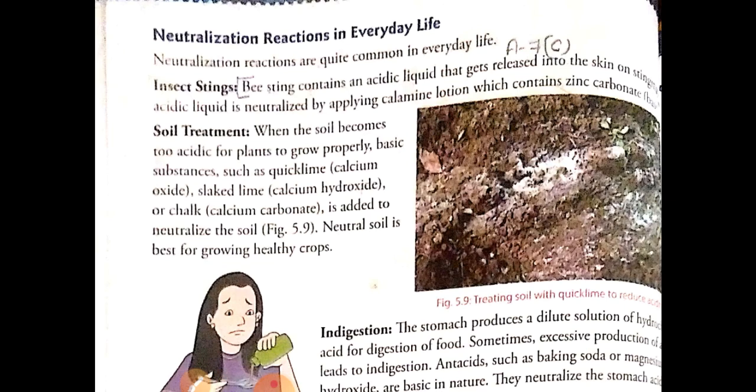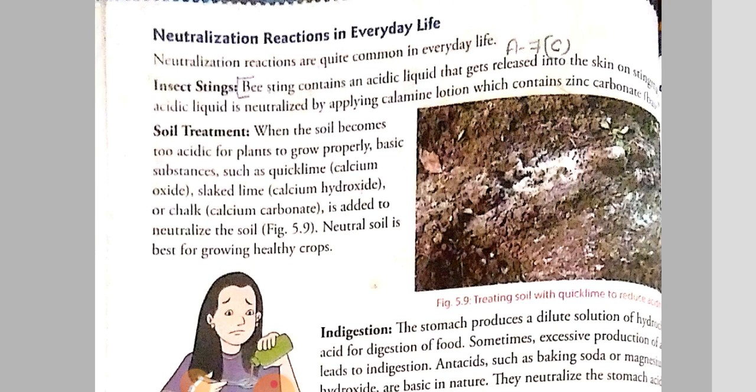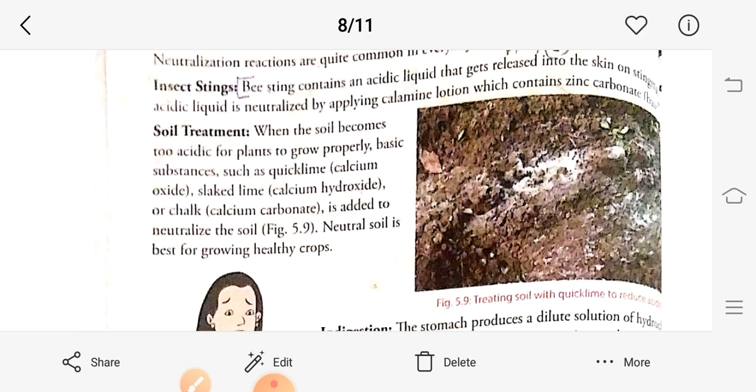Okay dear students, what is the use of this neutralization reaction? Neutralization reactions are quite common in everyday life. Once again we will recall what the neutralization reaction is. A neutralization reaction is a reaction in which an acid reacts with a base to form salt and water.